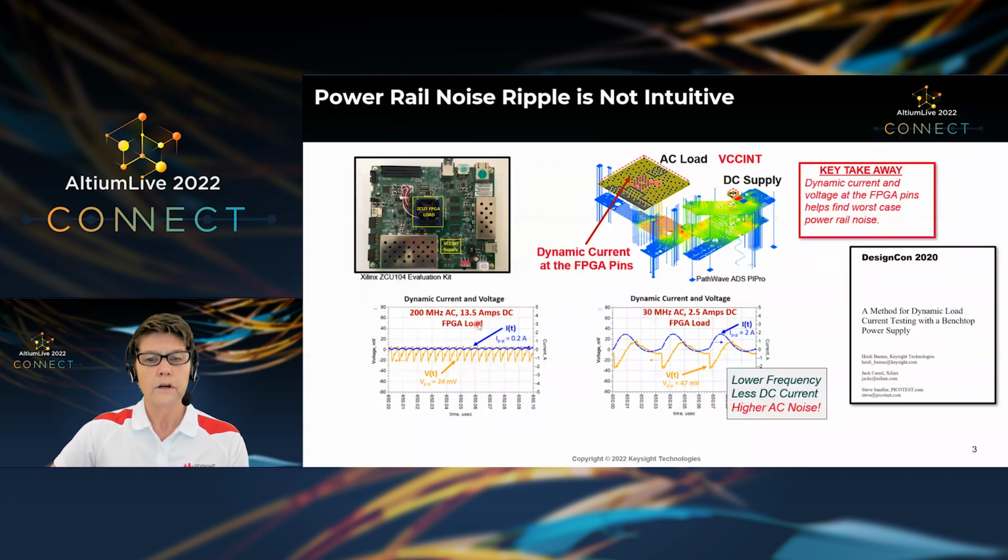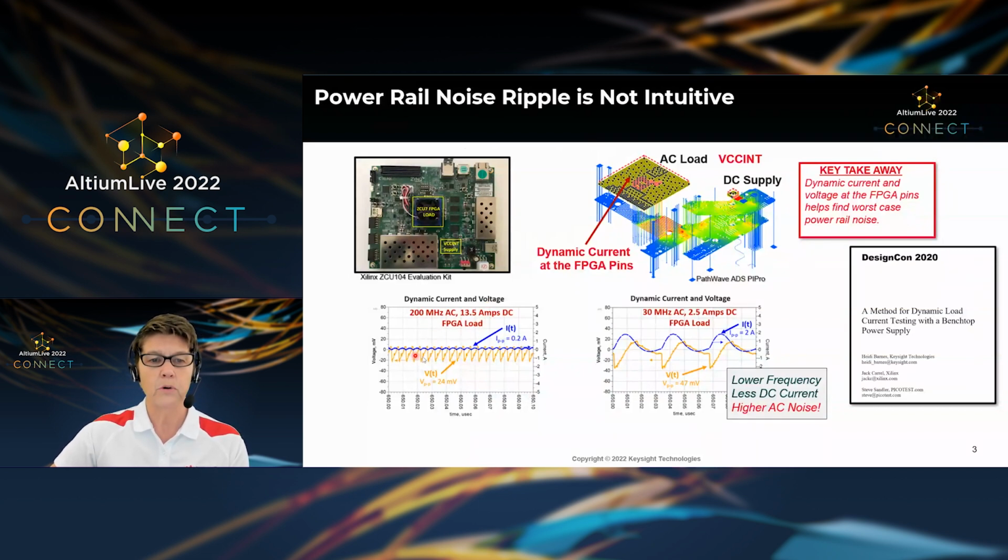There was a lower... So, 200 megahertz switching on and off these 400,000 flip-flops. And if you looked at the total current being pulled from our benchtop supply, it was 13.5 amps. So a lot of current, high frequency switching.